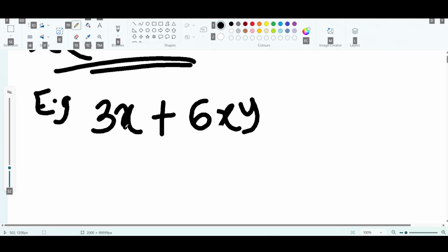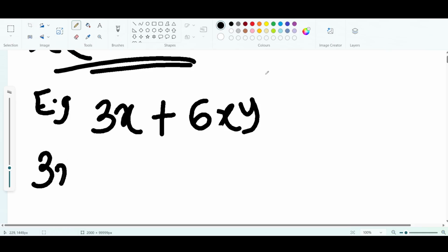Also x is common between the two terms. So the common things between the two terms, we will bring them out. That's 3 and x. We now open the brackets. So what we do here, we say 3x in 3x, this is going to cut this, and what is going to be left? 1. So we write down the 1.